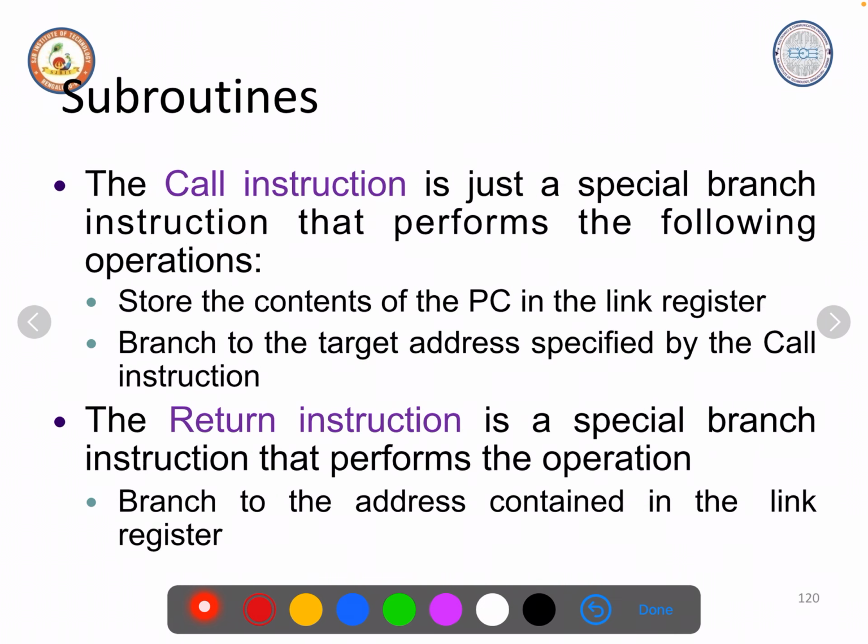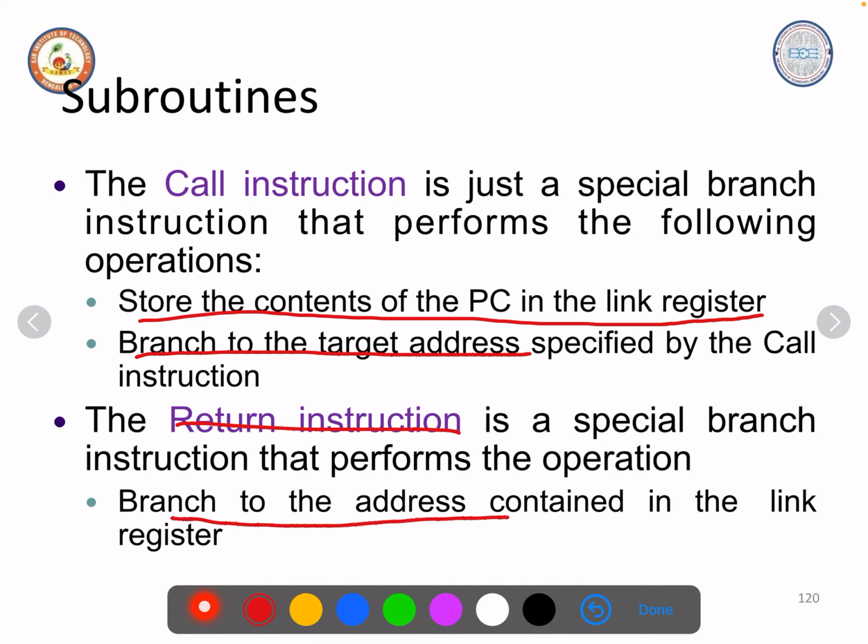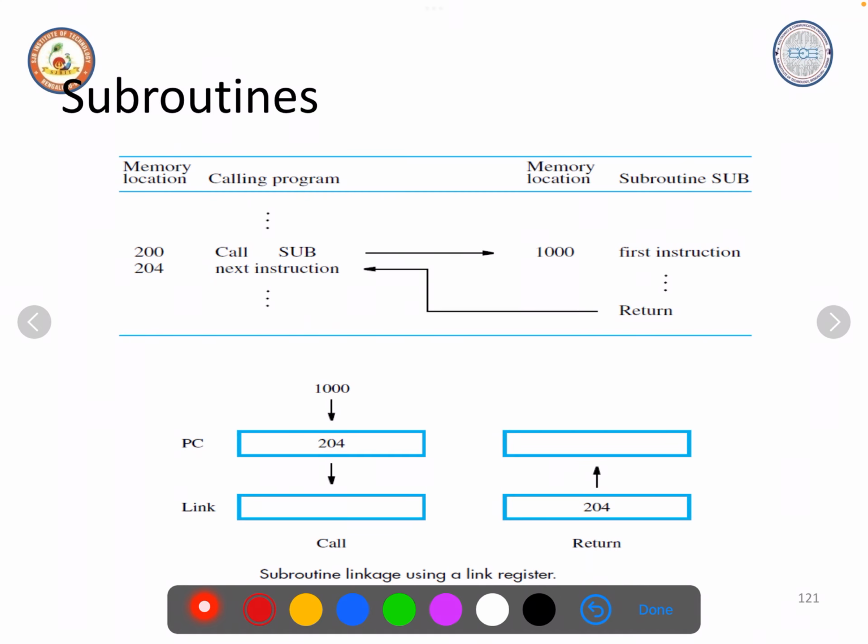So call instruction is just a special branch instruction which performs the following operations. Majorly it stores the content of PC to the link register. Reason, I need to know the return address. So PC content has to be saved, and then branch to the target address specified by the call instruction. Then return instruction you have, which is a special branch instruction that branches to the address contained in the link register. It will be returned back to the main program.